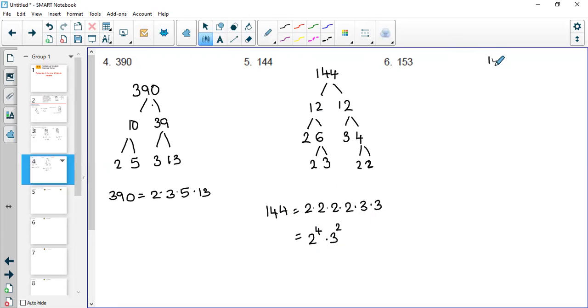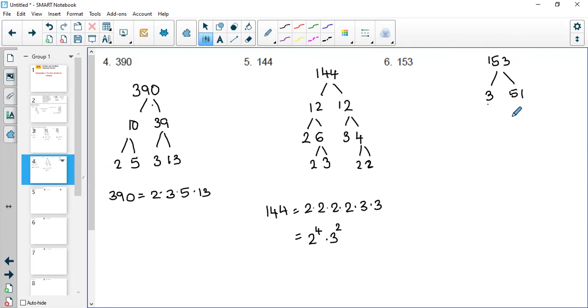This is the prime factorization for 144. Now 153. Let me divide it as 3 times 51. How do I know which number to choose? Definitely, it's better you go through the rules of divisibility. If the digits add up to a multiple of 3, it can be divided by 3. Okay. So 3 is a prime number. I do not do anything.